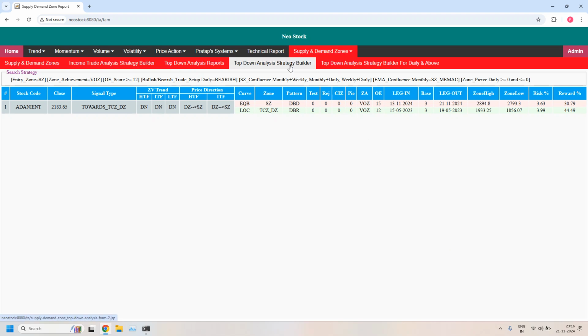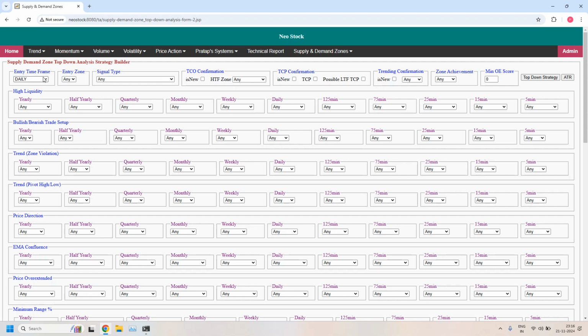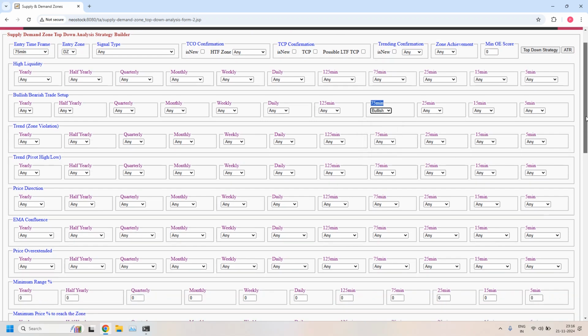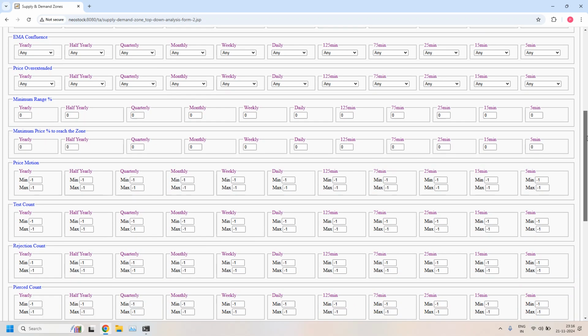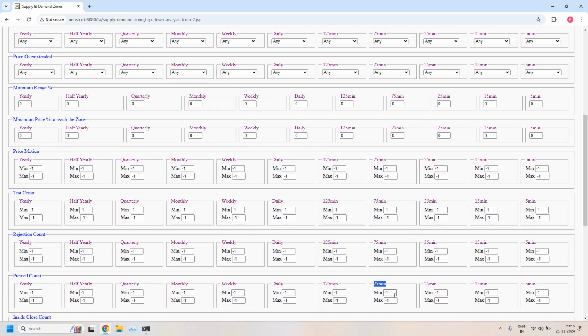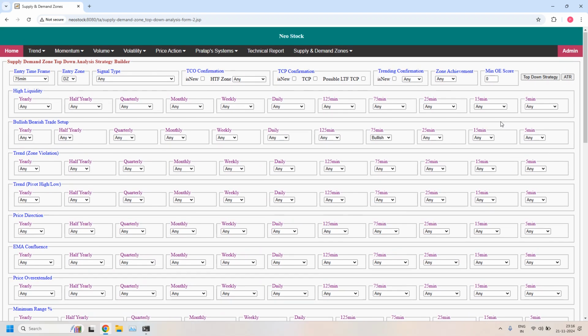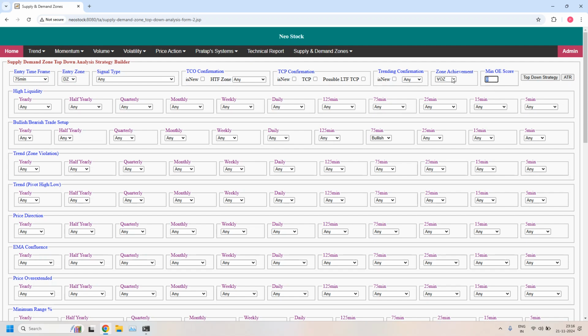So the next trade setup is bullish trade setup for weekly income trade, entry time frame 75 minutes, entry zone is demand zone, and in bullish or bearish trade setup at entry time frame 75 minutes, I am selecting bullish. This 75 minutes demand zone should not be pierced. So in the pierced count at 75 minutes time frame, I am selecting minimum value 0, maximum value 0. That means the 75 minutes demand zone is not pierced. Zone achievement violated opposing zone, minimum order enhance score 12.